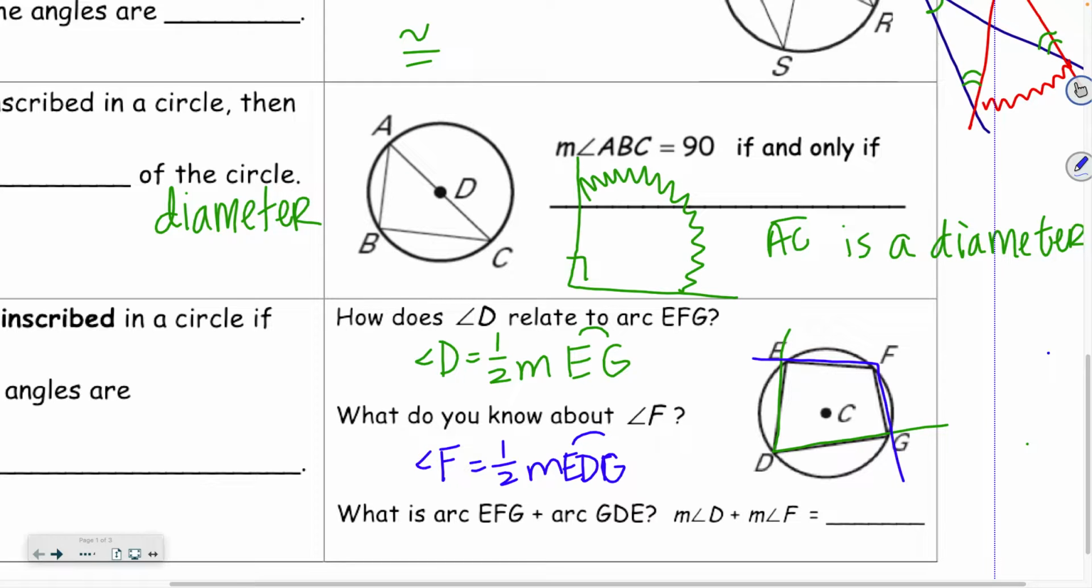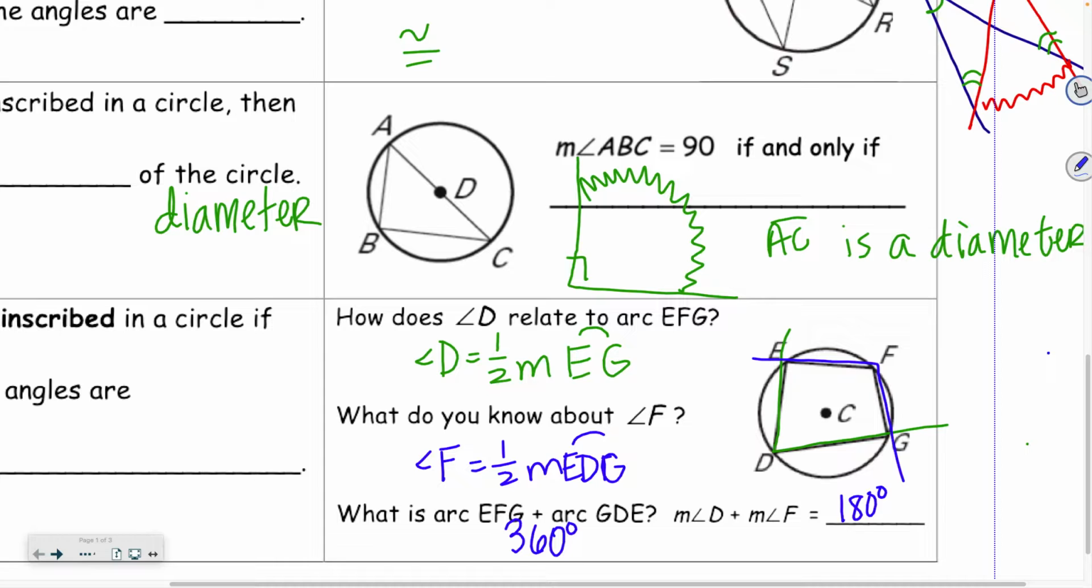So those two arcs have to equal what? 360, right? Because both of them together make a circle. So that means if these are both half, then what do those have to equal? 180. So a quadrilateral can be inscribed in a circle if and only if opposite angles are supplementary.